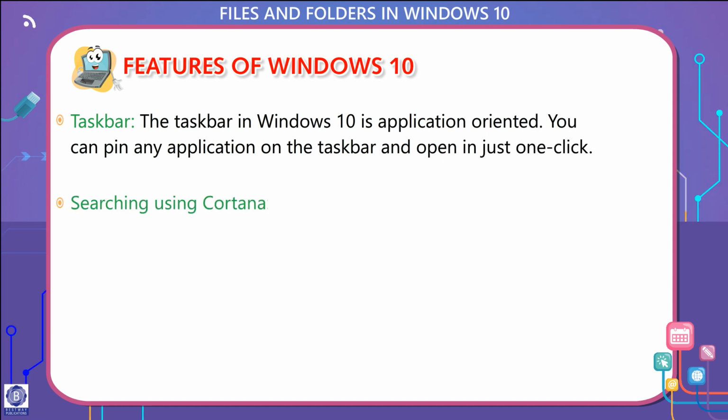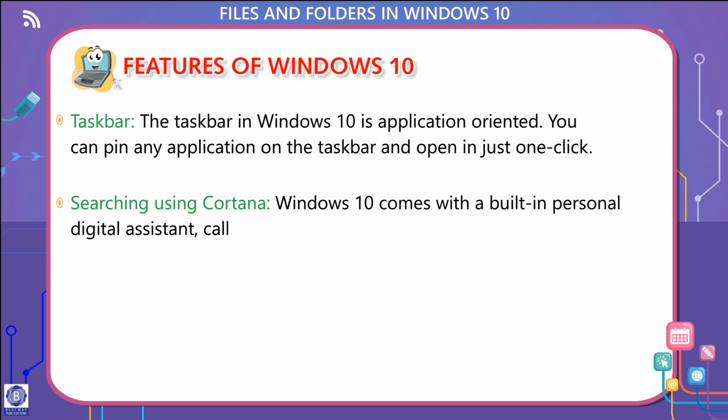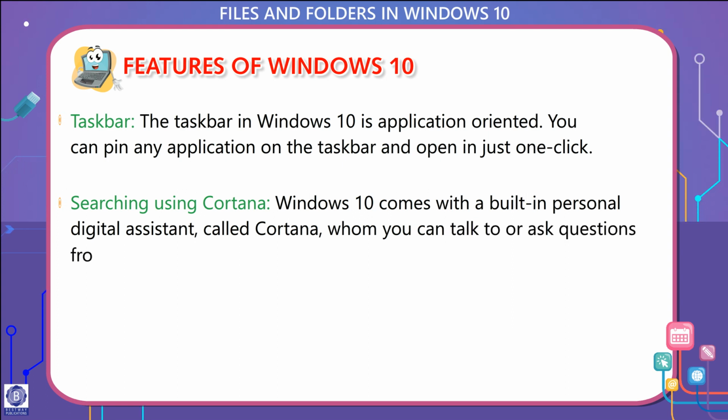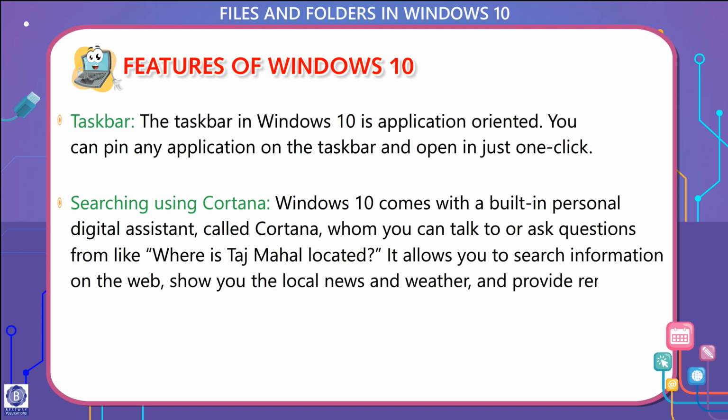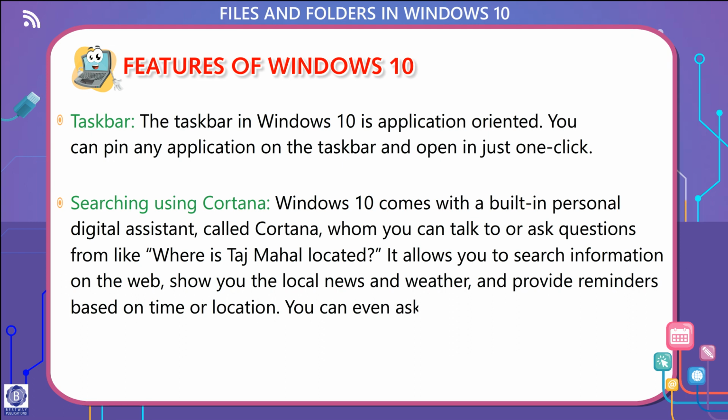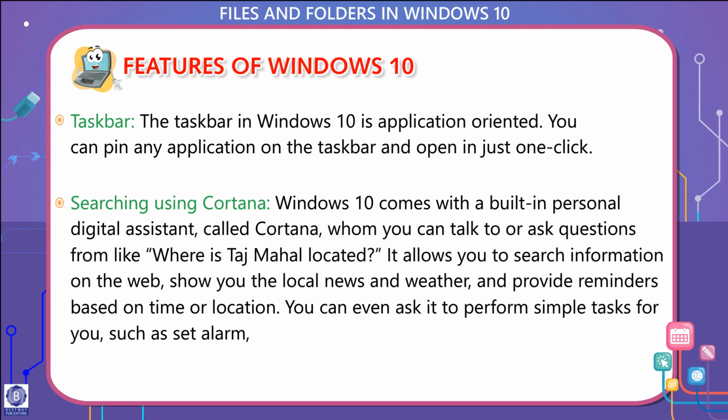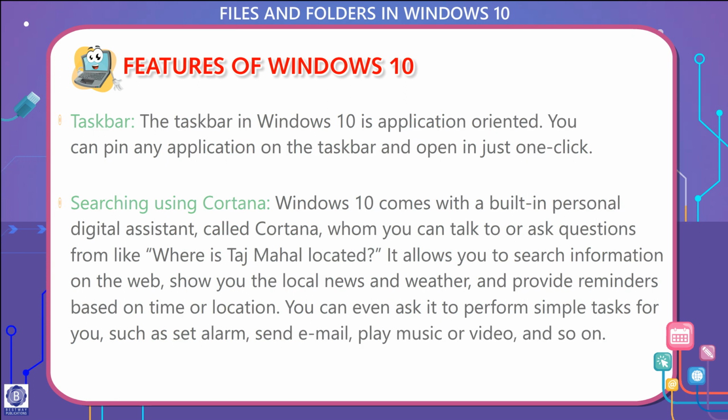Searching using Cortana. Windows 10 comes with a built-in personal digital assistant called Cortana, whom you can talk to or ask questions from, like, where is Taj Mahal located? It allows you to search information on the web, show you the local news and weather, and provide reminders based on time or location. You can even ask it to perform simple tasks for you, such as set alarm, send email, play music or video, and so on.